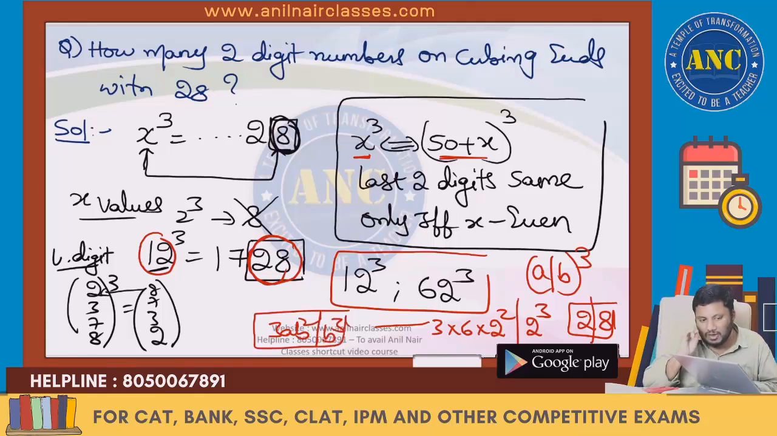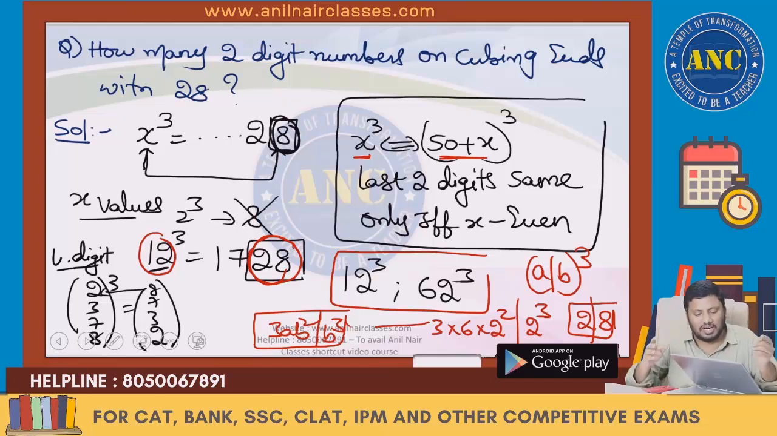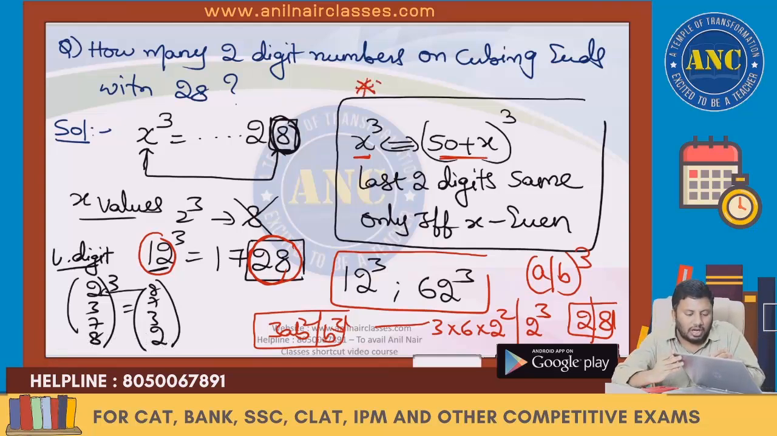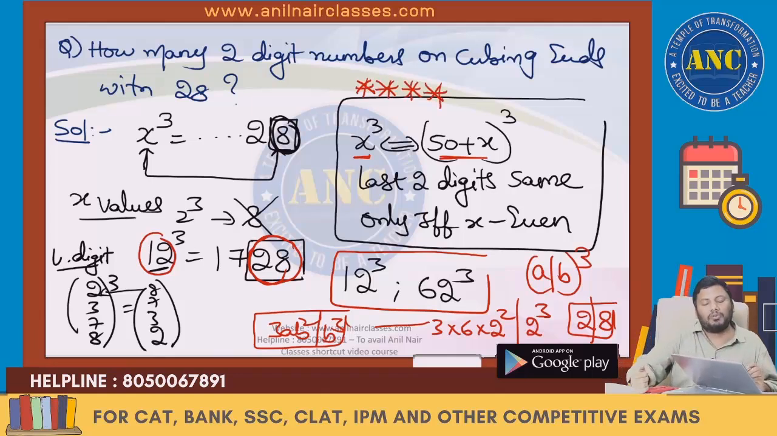Idea is clear. One more question. Please write down, sir. Very easy once you understand the concept, but you should know all this. If you don't know, only then will you get into a problem. x cube and (50 plus x) whole cube: last two digits will be the same only if x is even.